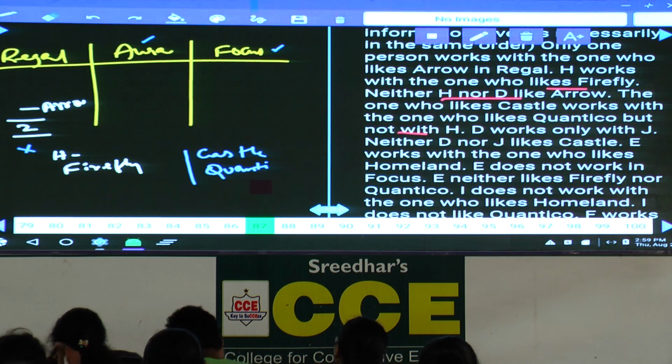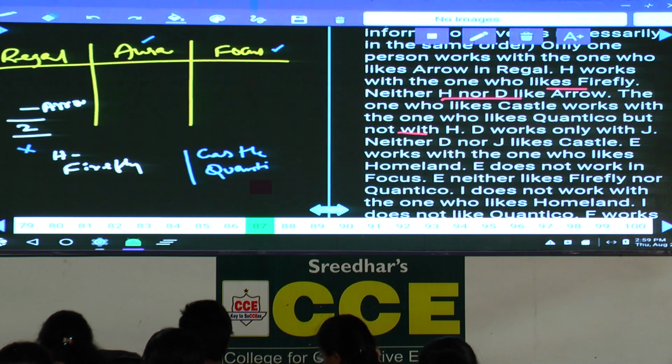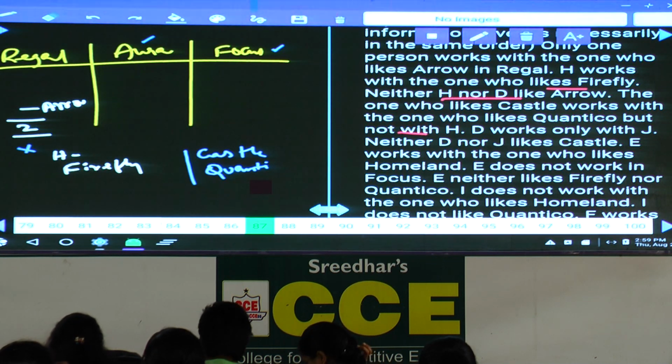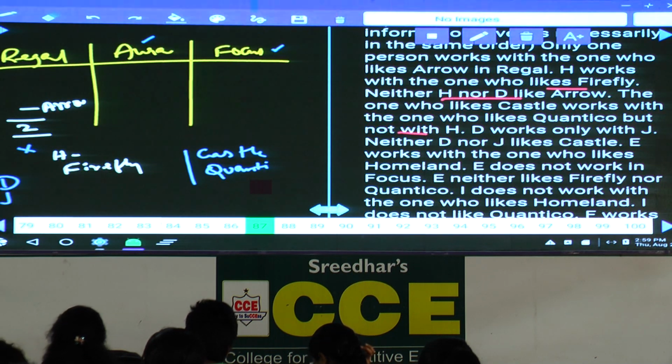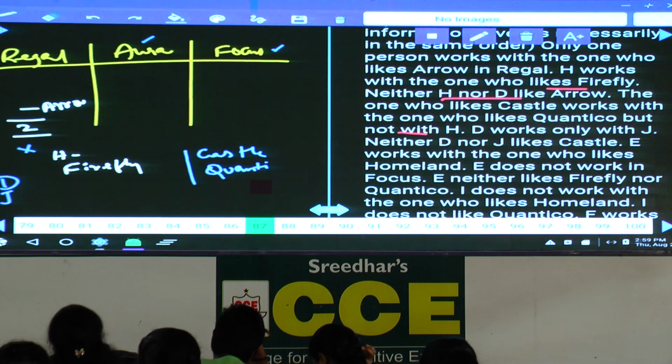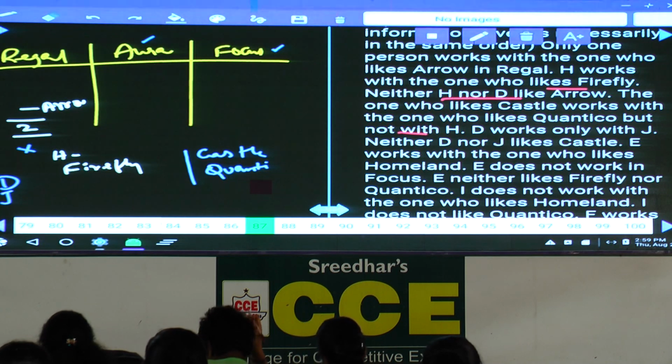Done with this? Then D works only with J. Now D is working with whom? D is working with only J itself. As D is working with only J, D and J are the only two persons who are working together. Tell me, where should this D and J be?